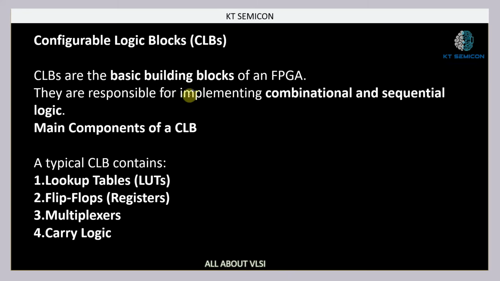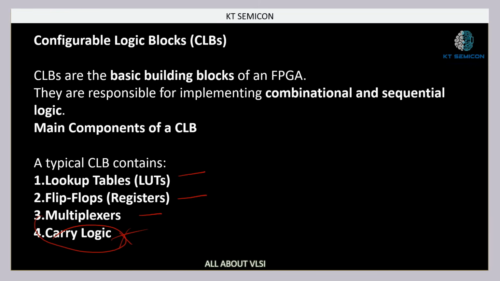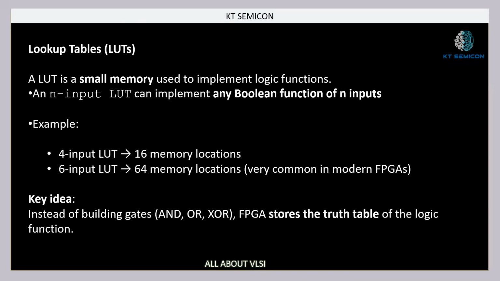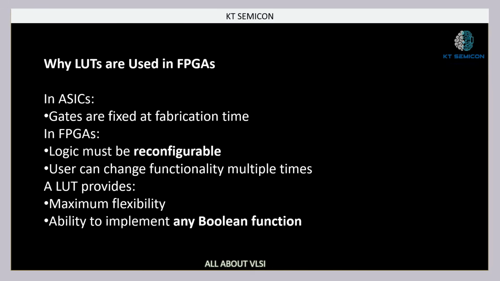So this is what we have written. CLBs are basic building blocks, which have lookup tables, flip-flops, multiplexers, and carry logic. Carry logic I haven't implemented because I don't want to make it so complicated right now. We will discuss step by step. Lookup tables for 4 inputs have a total of 16 memory locations, and for 6 inputs, 64 memory locations. Instead of building AND gates, OR gates, or XOR gates, the FPGA stores something known as the truth table of the logic function. This is the definition of a LUT.